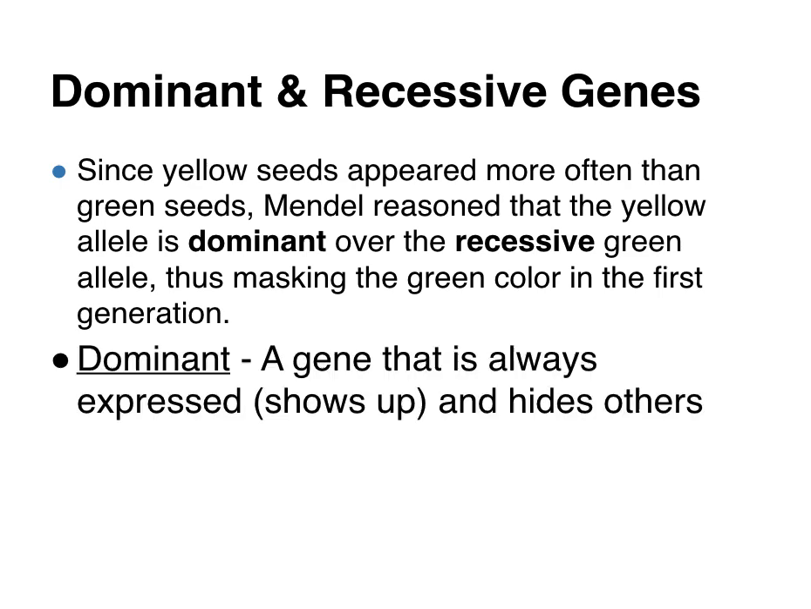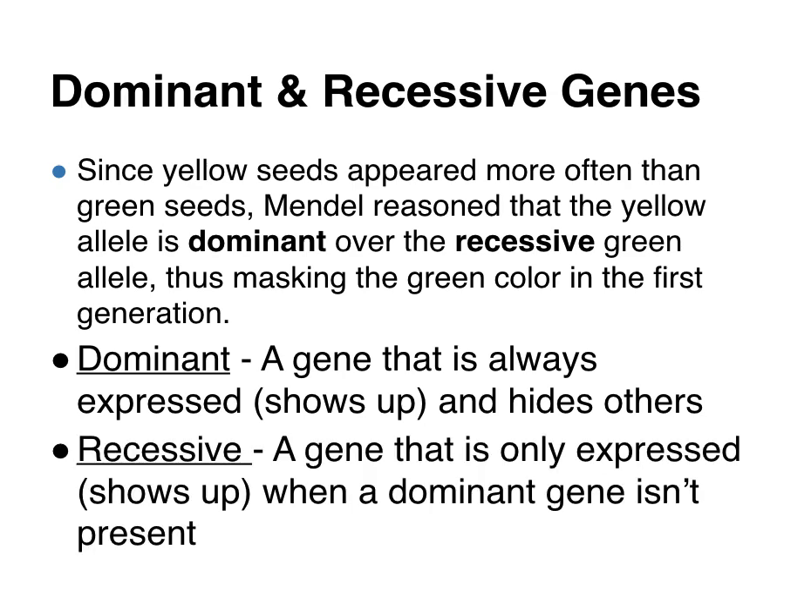It means they're stronger. So when we're talking about genetics, dominant means a gene that's always expressed, it always shows up, and it hides other genes. A recessive gene is a gene that's only expressed, that shows up, when a dominant gene isn't present. So we have dominant and recessive.